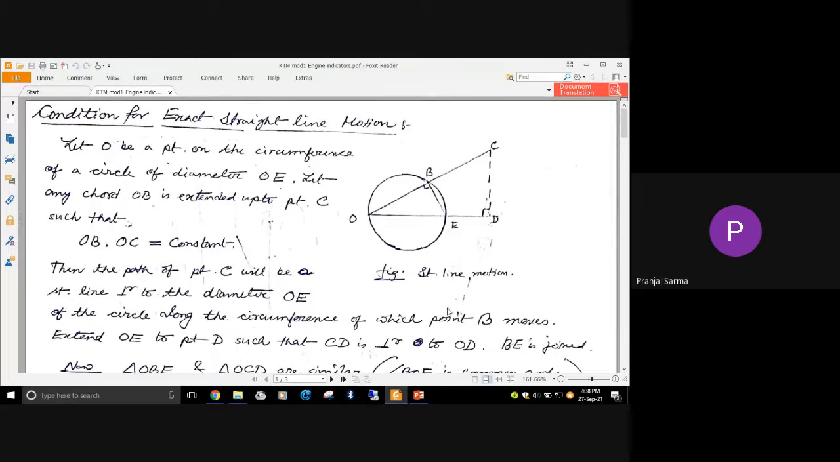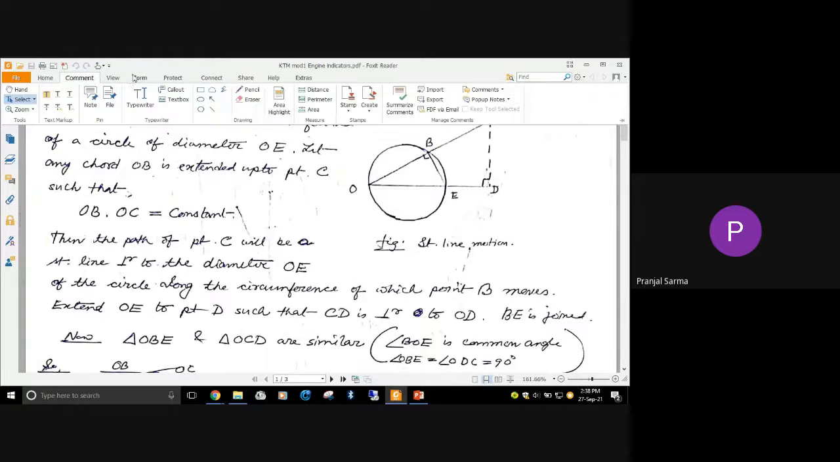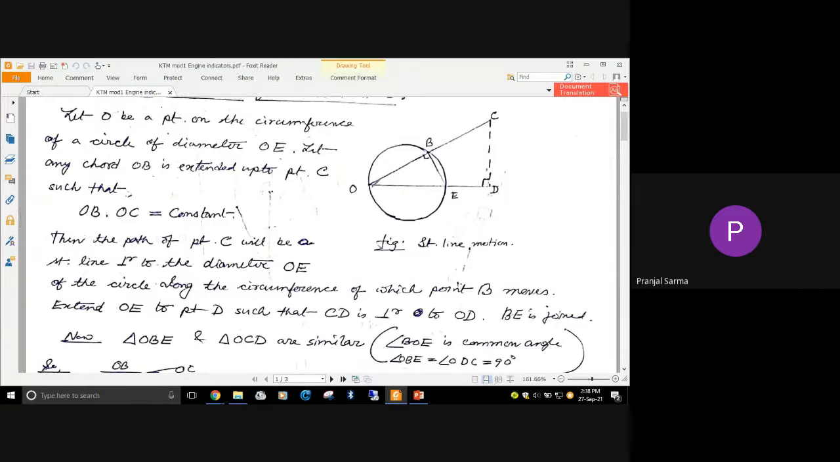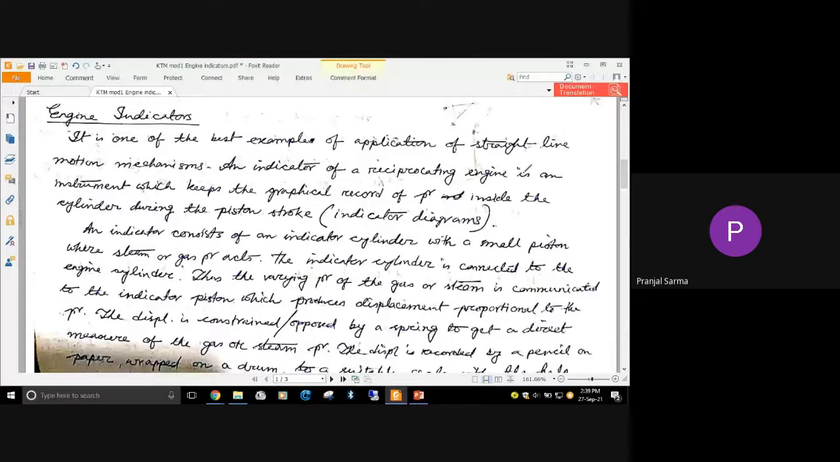So this condition of exact straight line motion, how to get that, I have already discussed. We have said that if OB to OC is constant, then this is going to be a straight line in the direction perpendicular to O. This is already discussed. So engine indicators are one of the best examples of the application of the straight line motion mechanism.